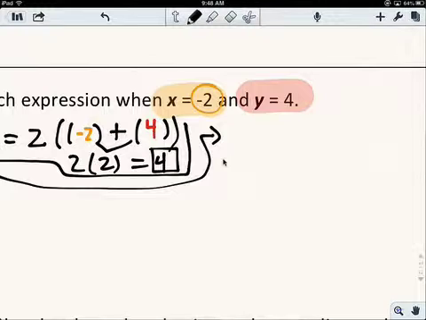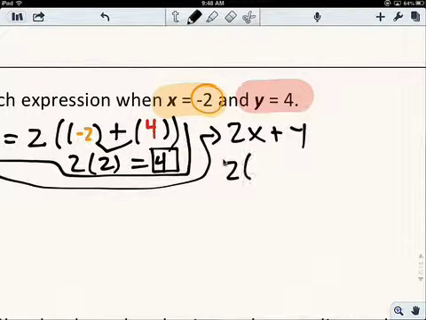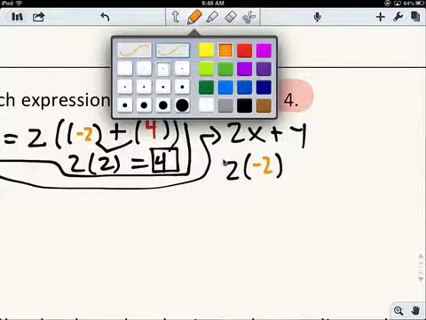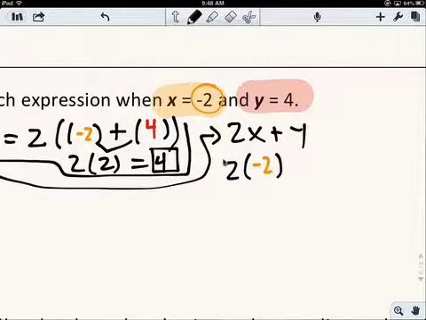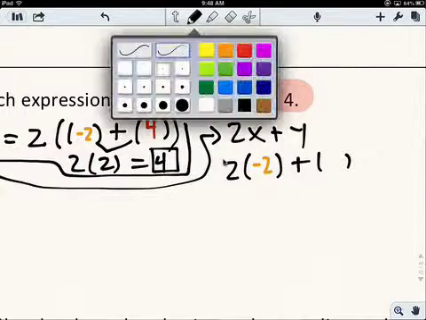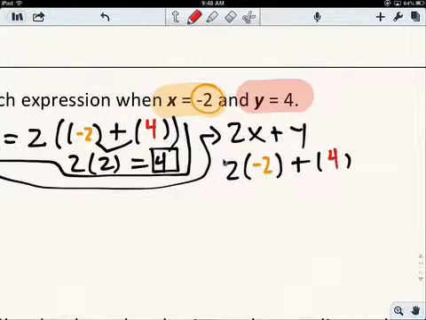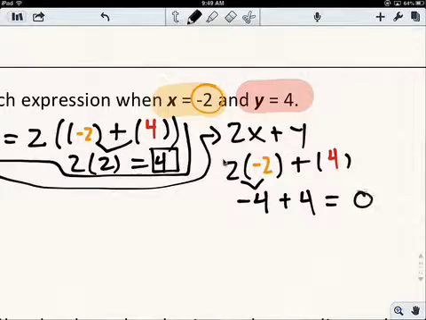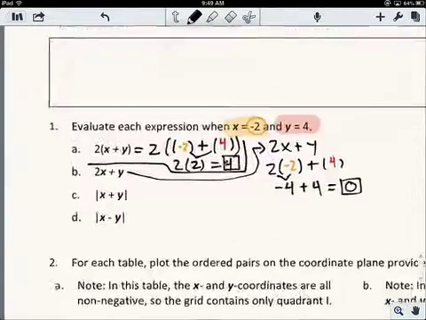So that's 2x plus y. I'm going to rewrite it, and when I get to the x, I'm going to put parentheses and fill in -2. Then I have plus, and I have a y, so I'm going to put parentheses and fill in for that y with 4. I use my order of operations again, multiplication first. 2 times -2 gives me -4, plus 4, and that gives me 0. So the second one comes out as 0.